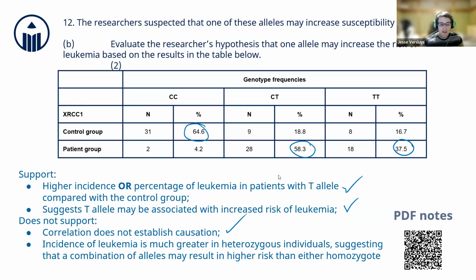And finally, the incidence of leukemia is actually greater in the heterozygous individuals, the ones that have both the C and the T. Because of that, they might actually be at a higher risk than either of the homozygous groups, dominant or recessive. So that suggests that there's a combination effect from those two alleles in the heterozygous individuals that's causing a greater risk. It's not the individual alleles themselves, it's the combination of the two. So that doesn't really support the hypothesis either. So some combination of those for the 3 marks for that question would be good.